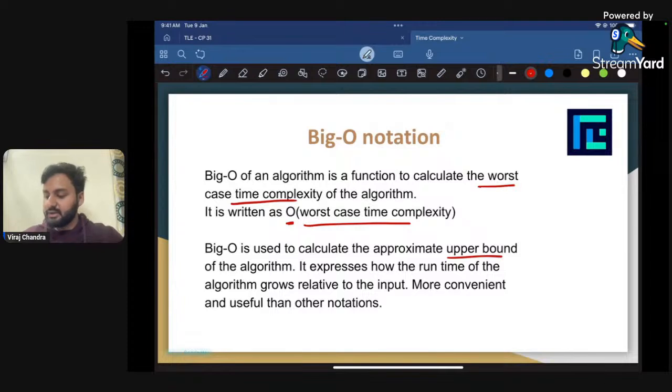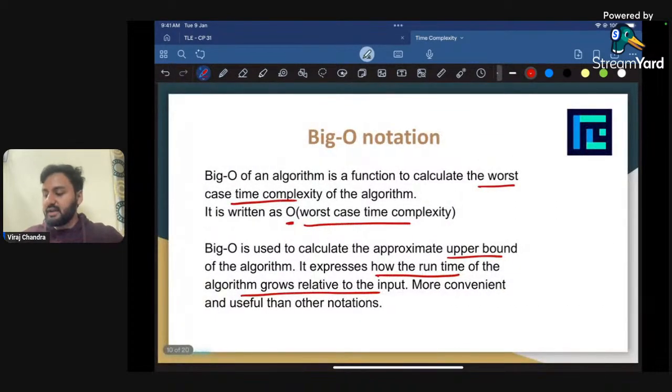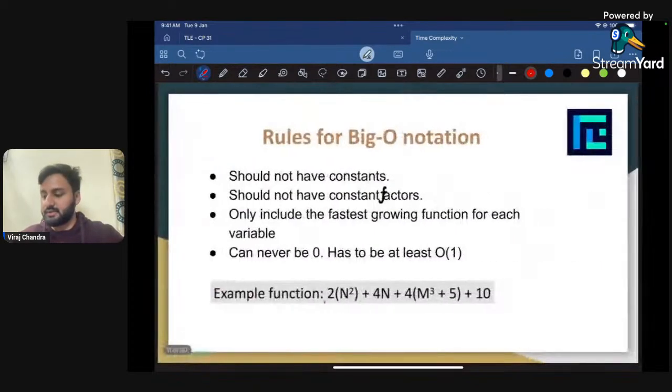It expresses how the runtime grows relative to the input. I've shown you this with the graph: if you have this much input growing, then this is the relative growth. It is more convenient and useful than other notations because, as we discussed, big O notation is what governs the whole idea. Omega and theta notations don't govern the idea. If you know them, it's fine, it's extra knowledge. Maybe the interviewer asks you and you get brownie points. But when you actually want to report the time complexity, don't report it in omega or theta. Always talk about big O notation.